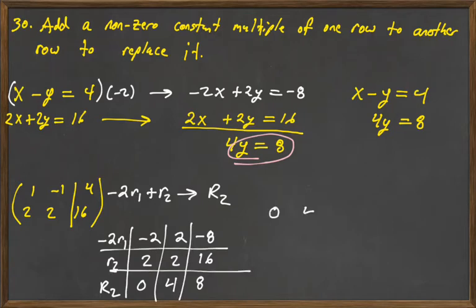So our new row 2 is 0, 4, and positive 8. And we did use row 1, but we did not replace row 1. We only replaced row 2. So row 1 is 1, minus 1, and 4.